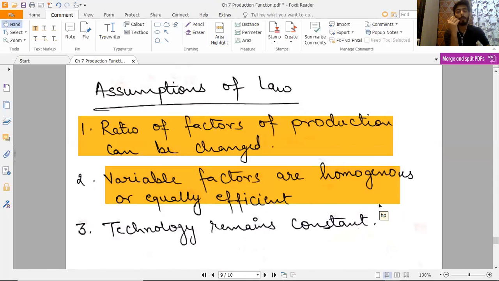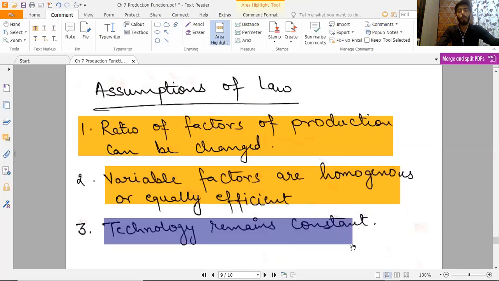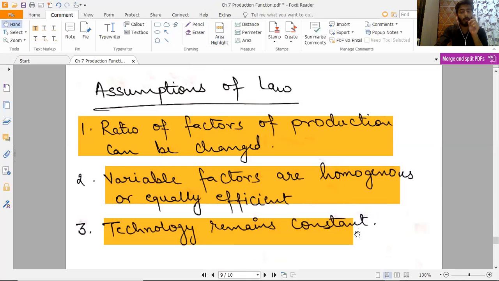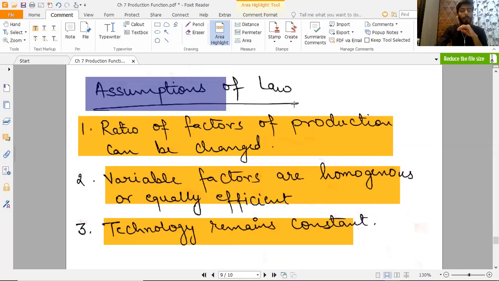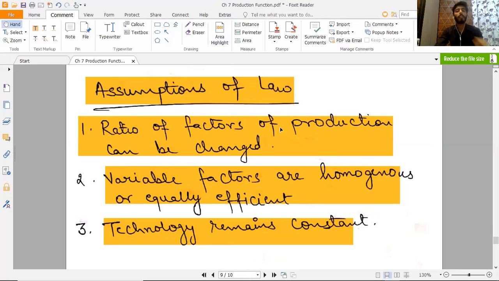Otherwise what will happen? अगर ज़्यादा efficient labor आ रही है तो ज़्यादा production हो रहा है, कम efficient labor आ रही है तो कम production हो रहा है. So this is not the case to be. We have to assume that all the labor employed, all the variable factors are equally efficient or are homogeneous. And the last point is the technology remains constant. There is no change in technology. So these are the three assumptions which you need to keep in mind while studying law of variable proportion. Okay, law of variable proportion.